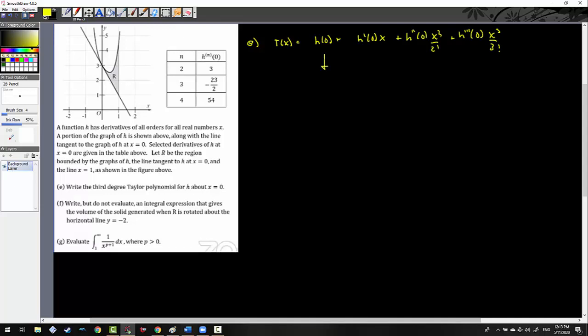So what is h of 0? Well, that happens when the graph crosses the y-axis, right? So that's going to be 3. What is h prime of 0? Well, that's the slope of h at 0. Luckily, even though we don't know what this graph is, they give us a line that's tangent to the curve at 0, which means the slopes will be equal.